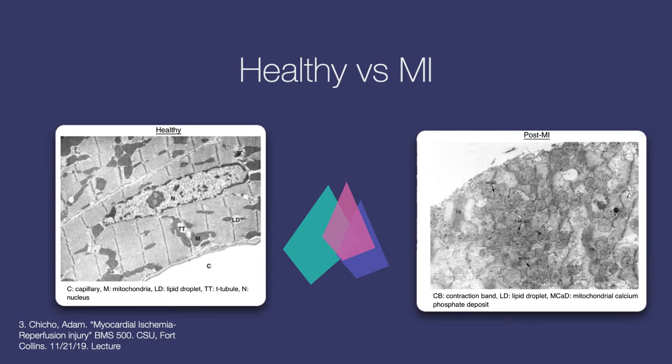Histologically, this does have significant changes in cardiomyocytes. On the left-hand side, you can see a healthier cardiomyocyte where you have healthy mitochondria, small lipid droplets, and T-tubules, and all of the bands are well defined. However, in the post-MI heart, you get accumulation of lipid droplets and mitochondrial calcium phosphate deposits.